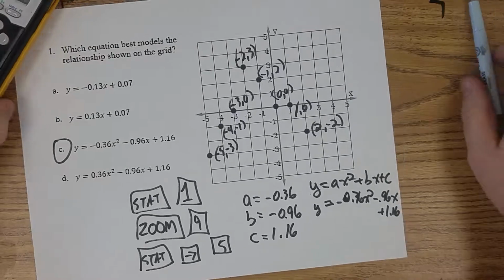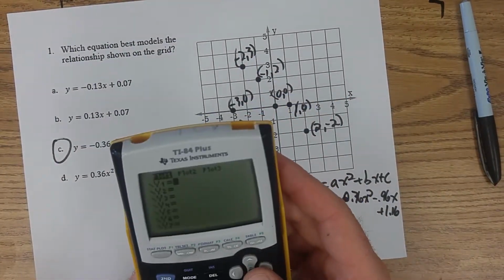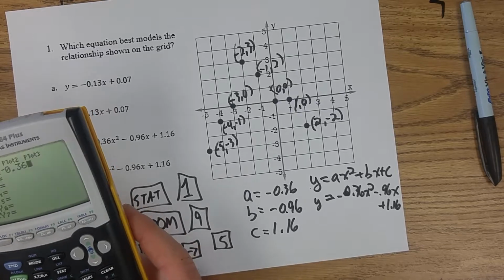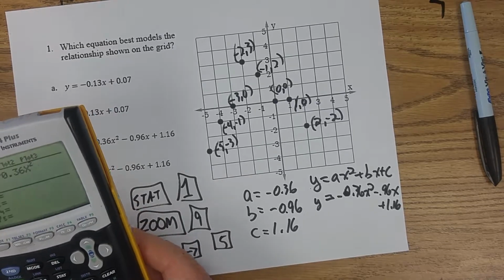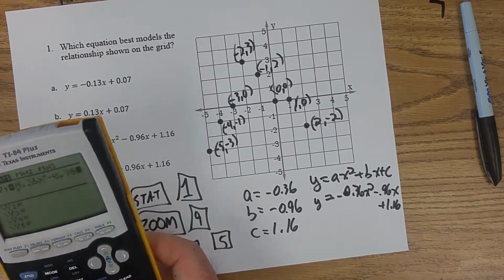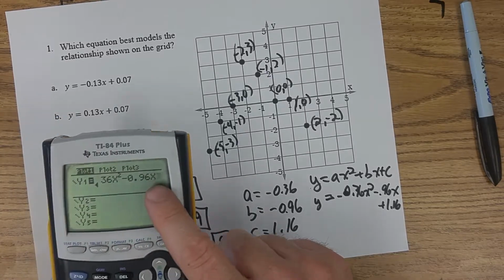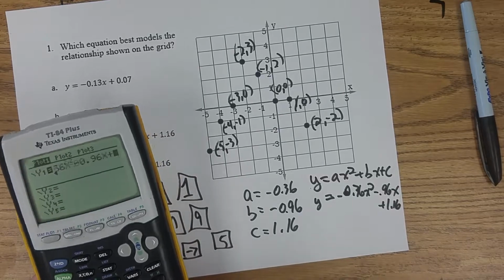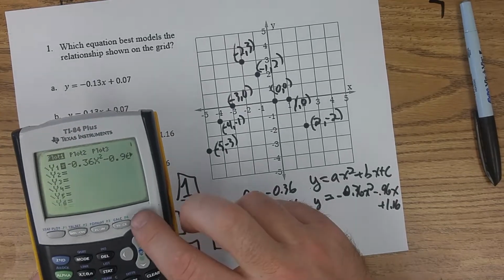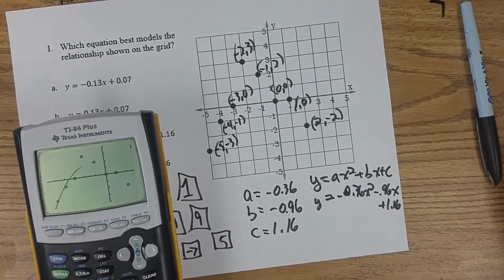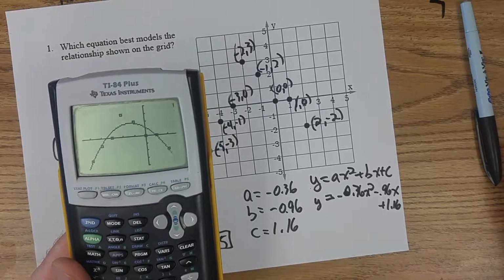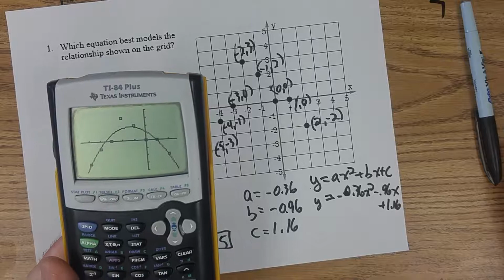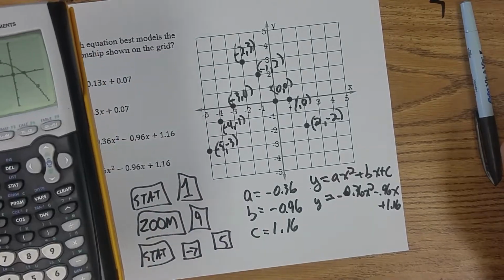Awesome. One last thing to check. Let's go to the graph and type this in: -0.36 x squared minus 0.96x. Y'all forget that x a lot of times. Then x squared, x, and the last one, 1.16. Let's graph it. Does it go near all of the points? It doesn't have to go through them. Does it go near all of the points? Yes, it does. Very good. So it looks like that's the right answer.